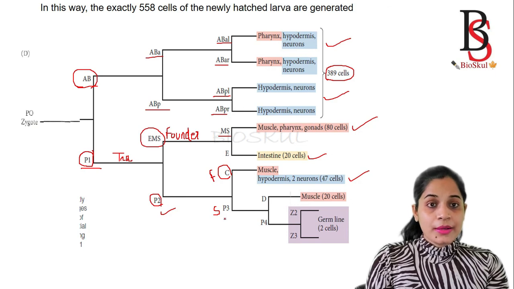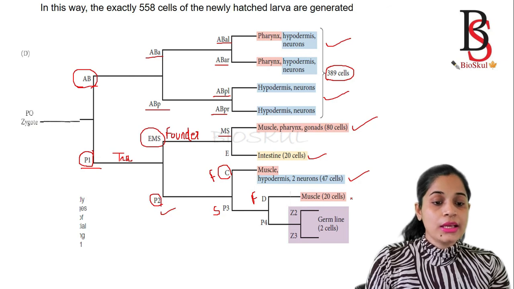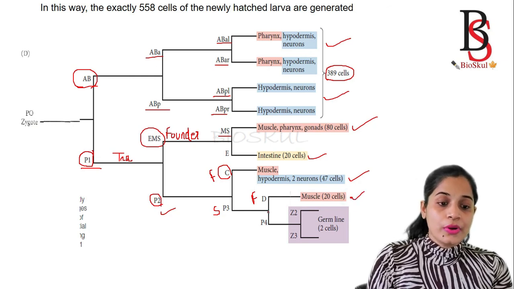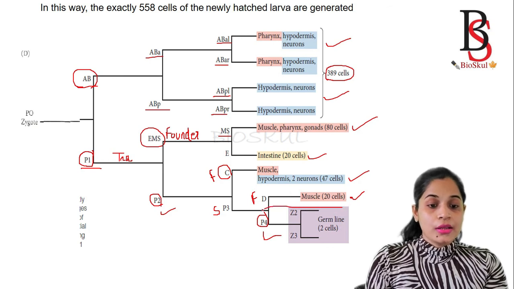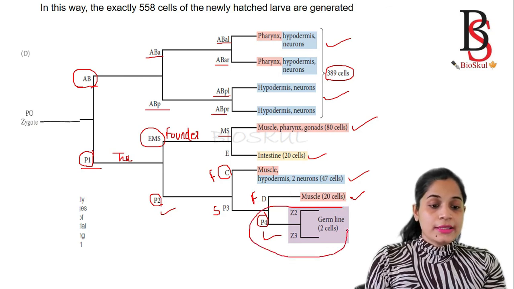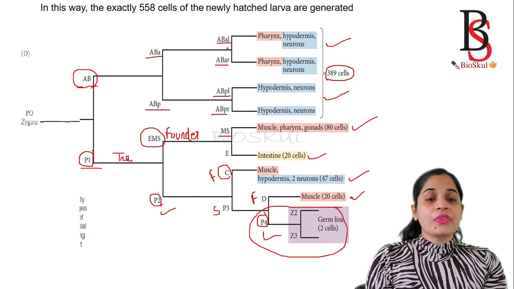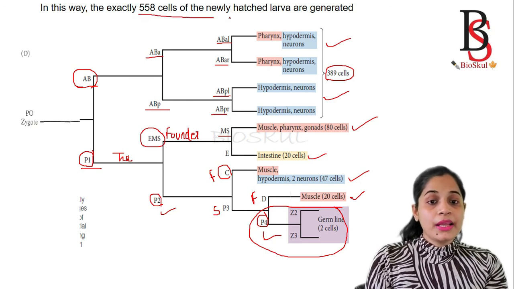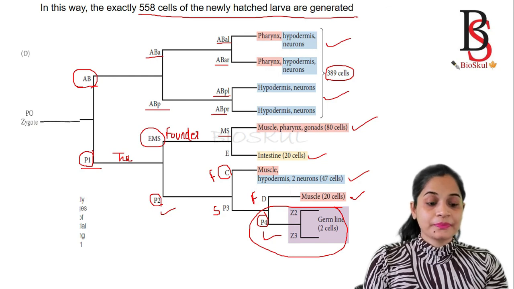And the P3, the posterior stem cell, will again divide into one founder cell. That founder cell is the D, it produces the muscle cells, about 20 cells. And a posterior stem cell is named P4. P4 produces the germline cells, it's important, okay. There are two germline cells, one is the sperm and another one is the egg. So in this way, exactly 558 cells of the newly hatched larva are generated, okay.